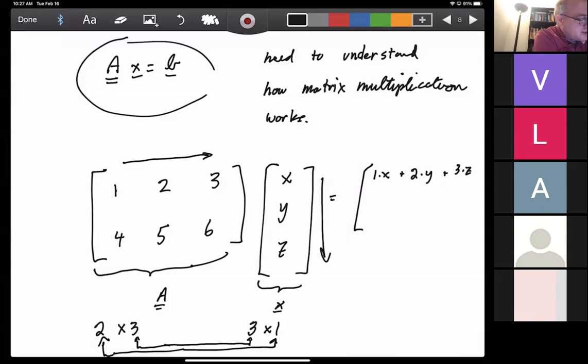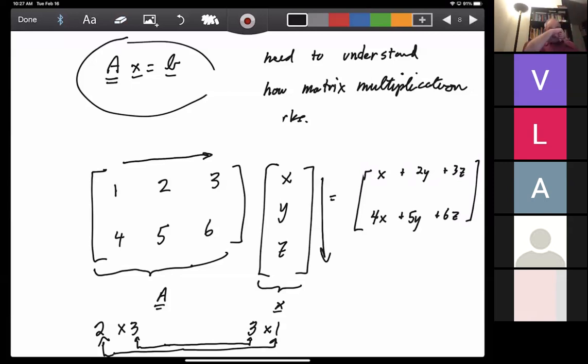We saw how to go across the first row and down the column. Now we go across the second row: 4x plus 5y plus 6z. And that's our result. And let me just get rid of the dots there. So x plus 2y plus 3z. All right, so sort of by example, I showed how to multiply 2 matrices together.